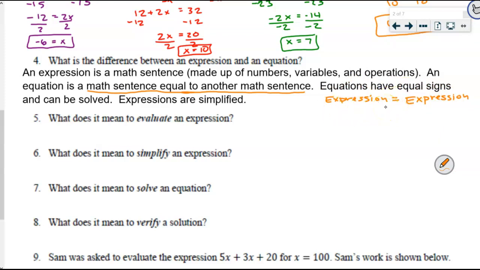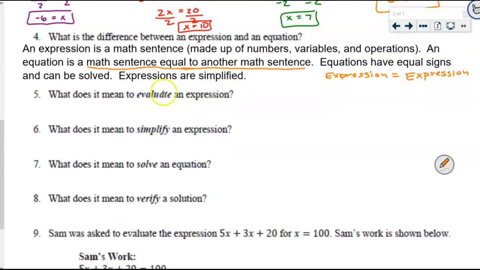So that'd be the only suggestion I have for you, is a little bit better definition of what an equation is. Then understanding that it can be solved, that's important later. Equations have equal signs and can be solved. Expressions are only simplified. So that leads into these words.